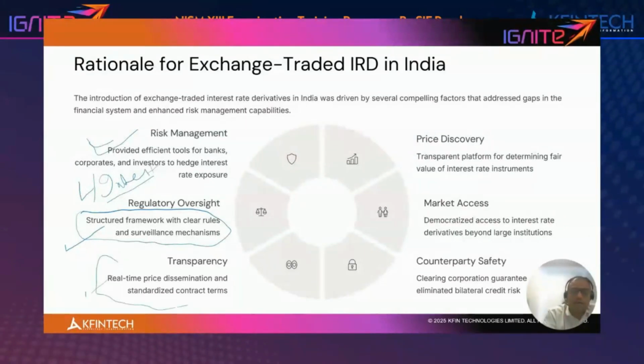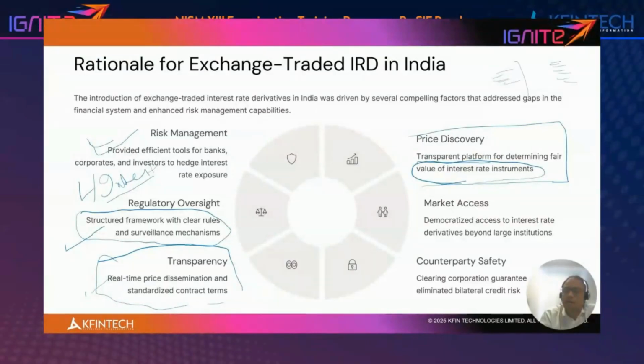Transparency: obviously, if it's an exchange traded product, the transparency is there. You know what is the buying volume, how much, what is the buy price, what is the quoted market price, what is the liquidity in the market, and so on and so forth. Price discovery: a transparent platform leads to better and fair value of interest rate instruments. Why? Because if it's an exchange, there will be continuous buying and selling requests. When the market is efficient and there are continuous buyers and sellers, the asset will come to its fair price, because buyers will not want to pay more than its fair price, and sellers will want to maximize their benefit. So at some point of time they will converge, and that will become the fair price of the instrument.